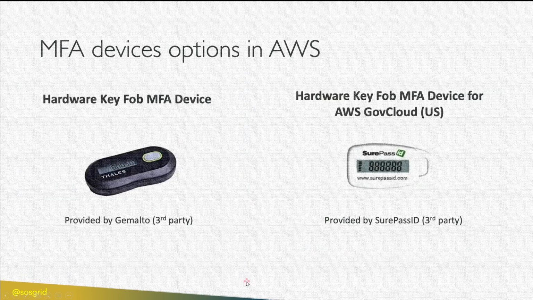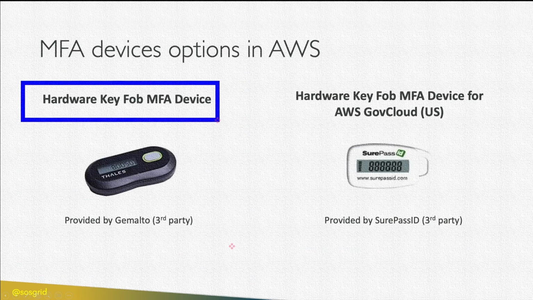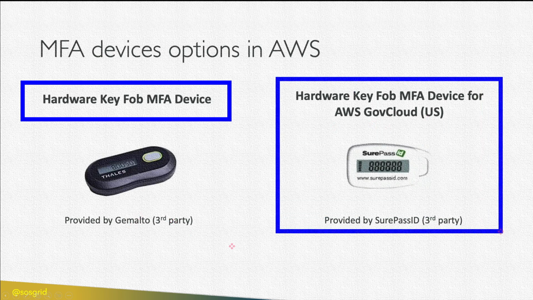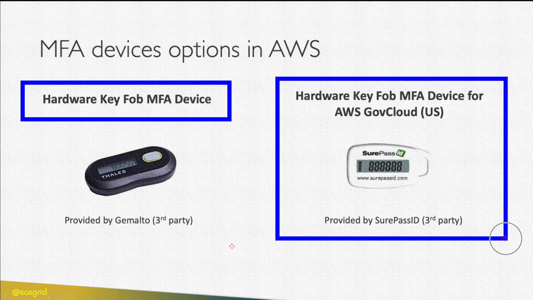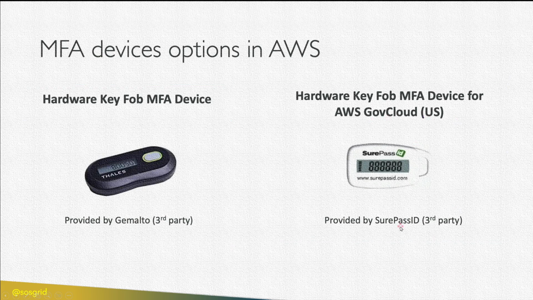There are other options as well, like the hardware key fob MFA device, which is another third party option with AWS. And then we have this one, which is more used by government bodies. It is called AWS GovCloud. All right, so again, let's get started with the one we need to use in this case.